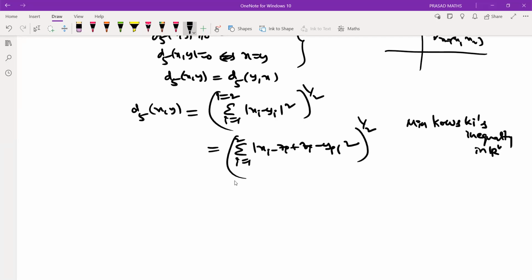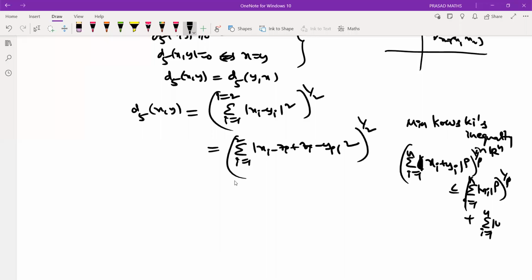In R^n, the summation i equals 1 to n of (|xi + yi|)^p, whole power 1 by p, is less than or equal to the summation i equals 1 to n of |xi|^p whole power 1 by p, plus the summation i equals 1 to n of |yi|^p whole power 1 by p, where x equals x1, x2, ..., xn and y equals y1, y2, ..., yn are sequences of scalars, or sequences of real numbers, you can take anything.